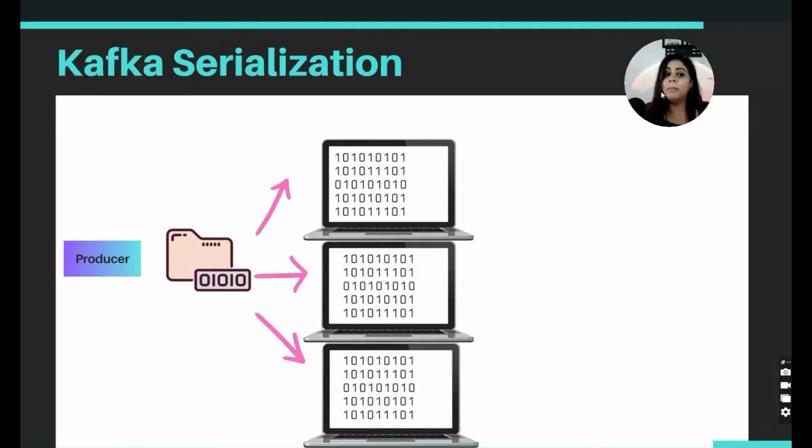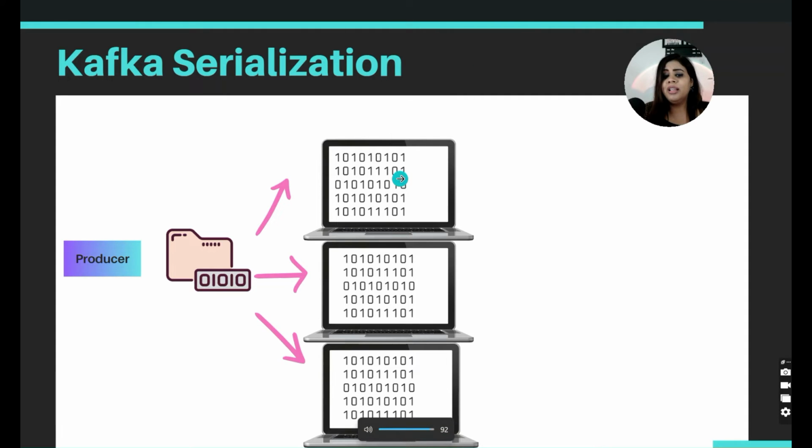So, guys, when the message is sent to Kafka, it is not sent in the original form. The message is first converted into binary, that is, into zeros and ones, and then sent over the network. This entire process of converting the data from the original form to zeros and ones is called serialization. And why is it done? It is done to improve network efficiency and to save storage space.